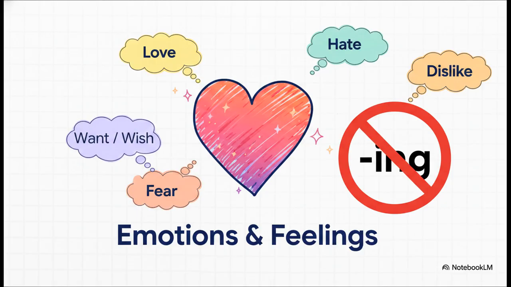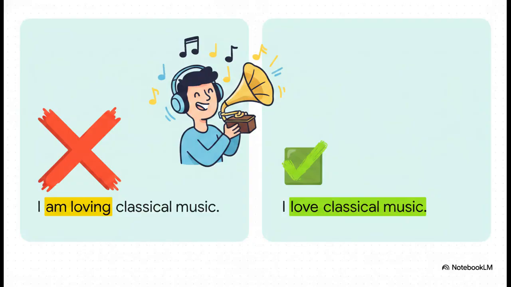Because emotions are considered states of being rather than active, step-by-step physical actions, standard English grammar just rejects putting them in the continuous form. For example, say you're listening to a symphony right now and you are thoroughly enjoying it in the present moment. You still shouldn't say, I am loving classical music. It just sounds off to a native speaker's ear. Instead, you drop the present continuous completely and default to the simple present. I love classical music.